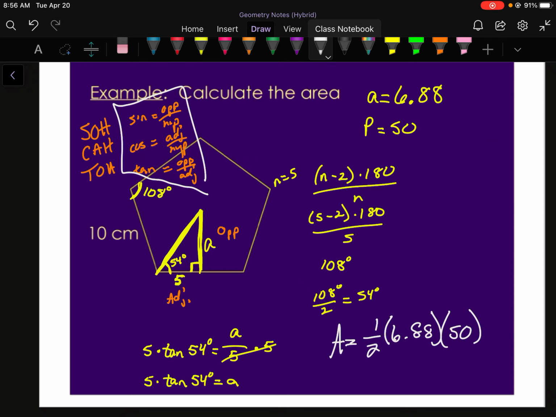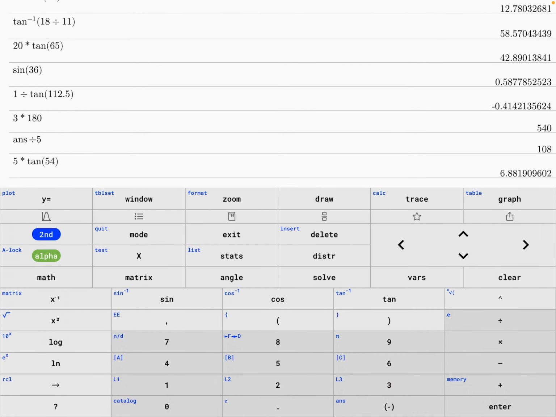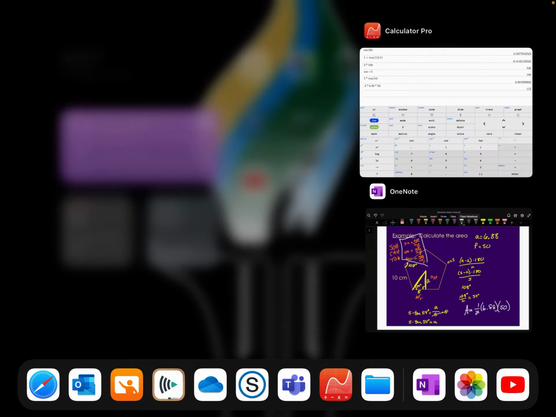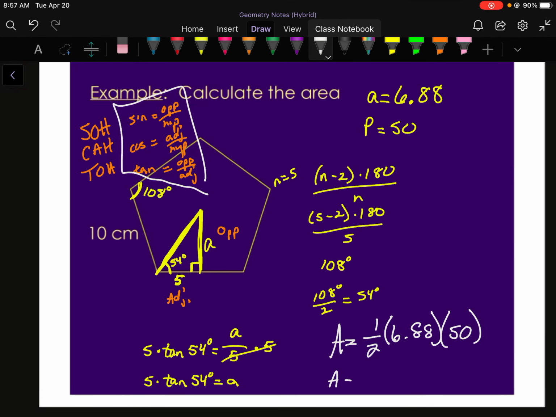And again, you can type that into your calculator. So go 0.5 times 6.88 times 50, and the area of that regular pentagon is 172. Make sure I get my label here. 172, it says centimeters, so it goes centimeters squared.